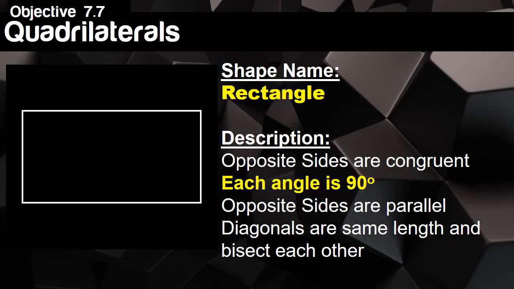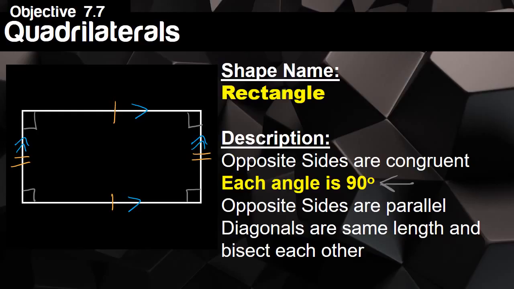So now I have a rectangle. Rectangle is another type of parallelogram, but this time all the angles in every corner are 90 degrees, and so we put the little square in the corner signifying that is 90 degrees. Our opposite sides are congruent, so the top and bottom are congruent, and the right and the left are congruent with each other. We can say that the top and the bottom are parallel. Same thing with the left and the right.